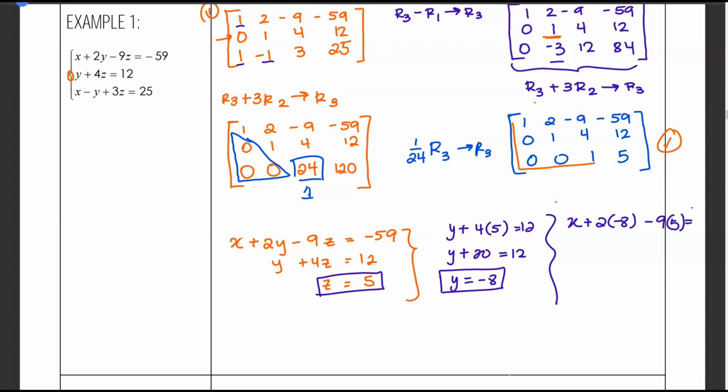5 equals negative 59. This becomes x minus 16 minus 45 equals negative 59. So x minus 61 equals negative 59. So therefore x equals 2. So then the solution to the system would become 2, negative 8, and 5.